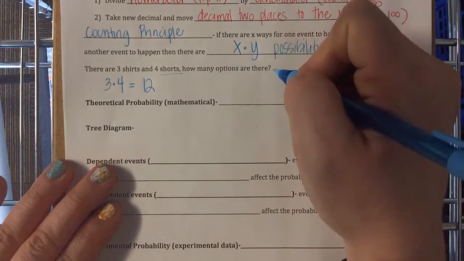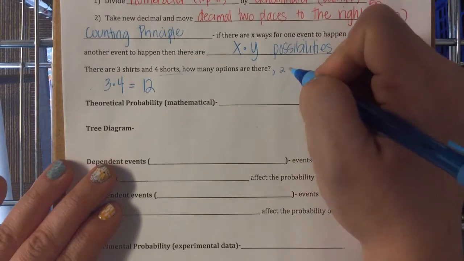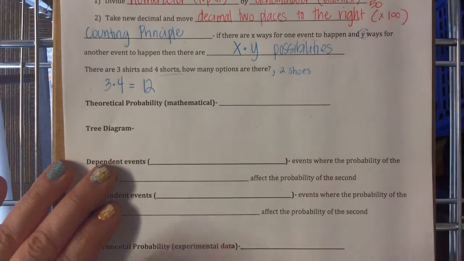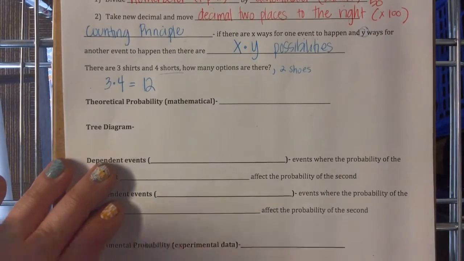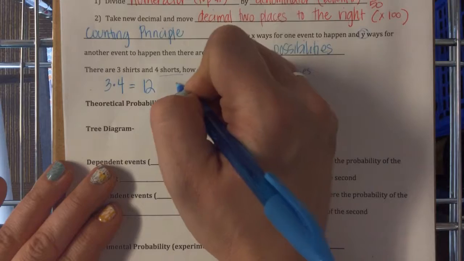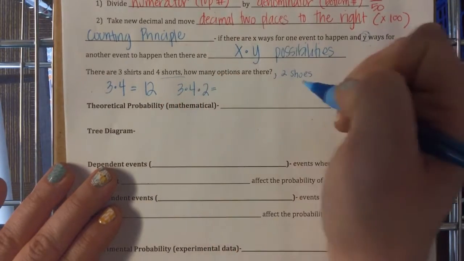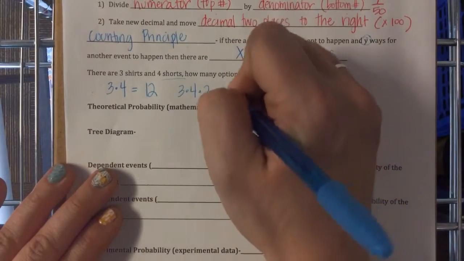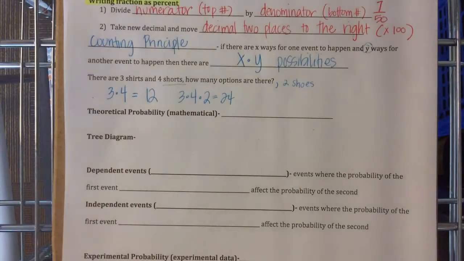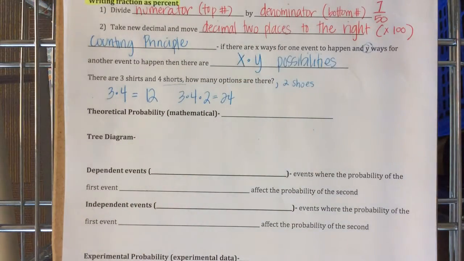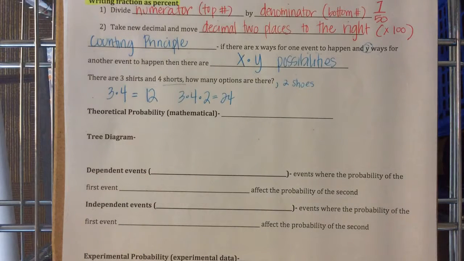Let's pretend I add in my 2 pairs of shoes. When I add in my 2 pairs of shoes, I'm going to do 3 times 4 times 2, which is 24. The counting principle is actually really important to understand, because all the time we're looking at how many different possibilities. Is it a good deal?